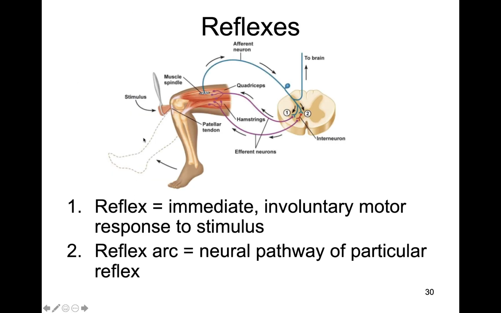So let's talk about reflexes. A reflex is an immediate involuntary response to a stimulus. So if I throw a ball at you, you're going to duck even before your brain has a chance to do that, because your spinal cord is responding, so you're going to duck even before you know it. And then we have the reflex arc that's going to explain the neural pathway of the particular reflex. So there are steps that the signal has to go through for you to give that response to me throwing a ball at you. So let's look at that.